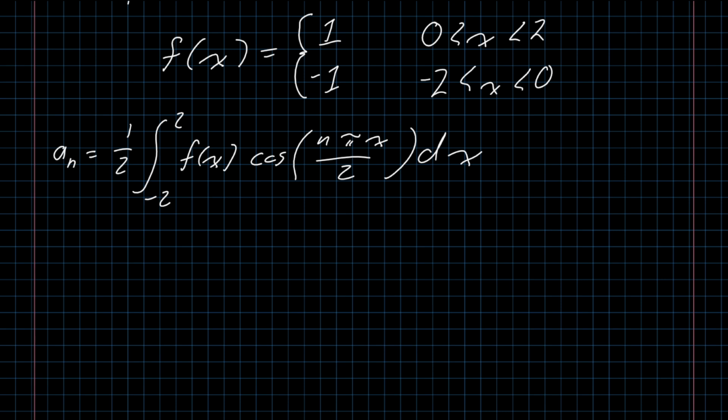If we look at the an terms, 1/2 integral from negative L to L, it'll be negative 2 to 2 in this case, of our function times the cosine of n pi x over L. L again being 2 in this case. F of x is an odd function. Cosine is an even function. If you multiply an odd function times an even function, you get an odd function. And when you integrate an odd function over symmetric limits of integration like this, you get 0 every single time. We don't have to actually do the calculations. We can use logic to reason that out.